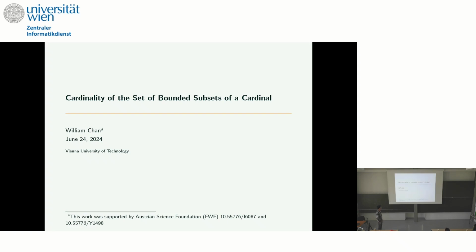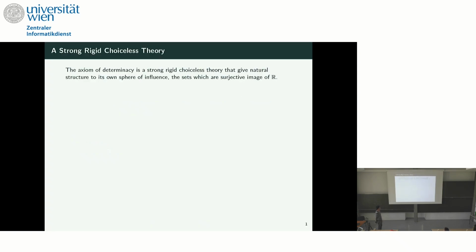But first, I just want to say that the axiom of determinacy is a very special, strong, choiceless, rigid theory that gives a very natural structure to sets that are under the influence of determinacy. In this case, these are just the sets which are surjective images of R.